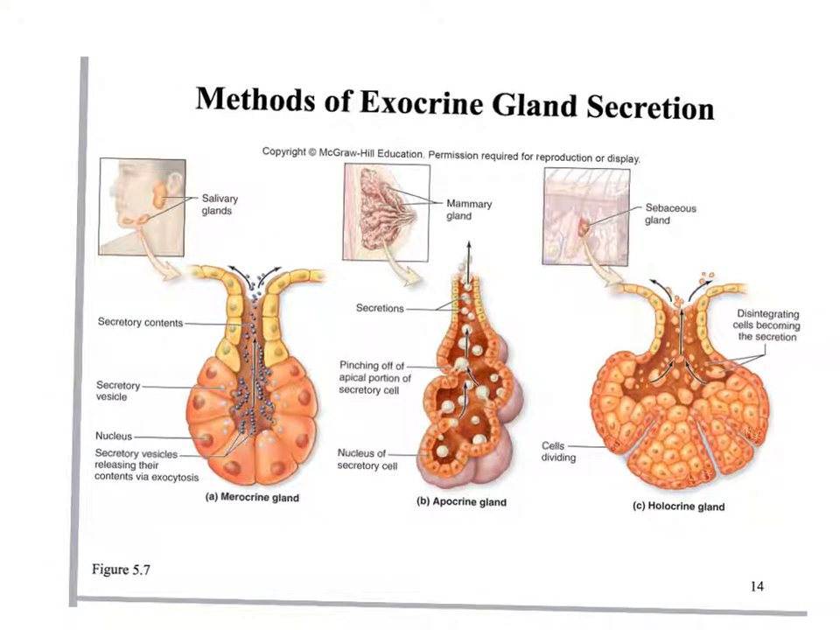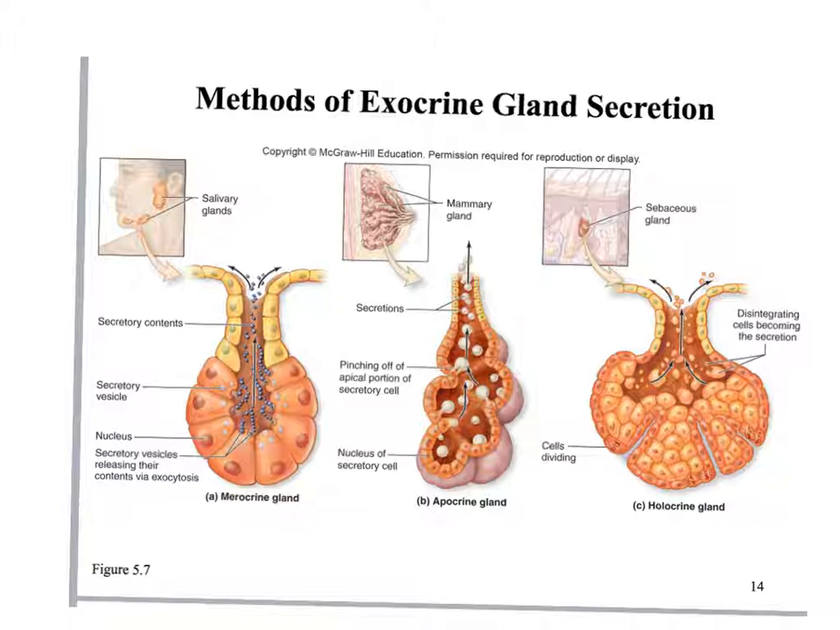They also differ in how the secretion is released. There's a couple different ways, right? What's called the merocrine gland versus an apocrine gland versus a holocrine gland. Again, crine means secretion. So how is this secretion produced? In the merocrine gland, the cells release the protein or the substance by exocytosis. It's pretty straightforward. That's the salivary gland as an example.